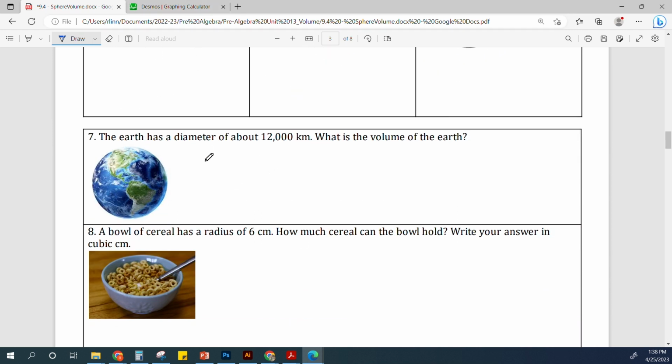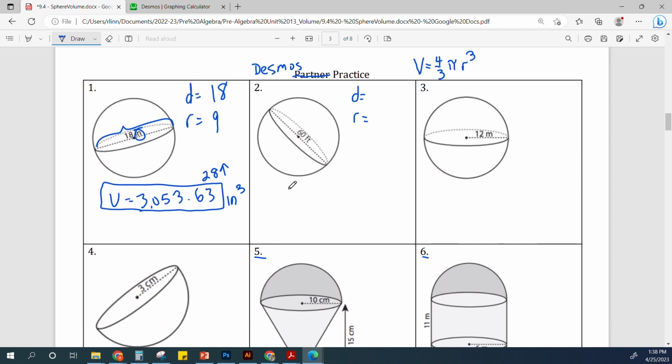So go ahead and get started working on those using our Desmos graphing calculator to help us out. If you've got a question, go ahead and raise your hand. I'll be coming around to help everybody out.